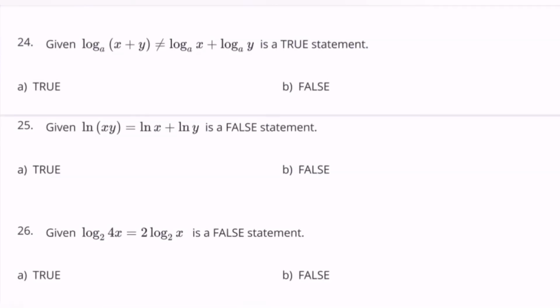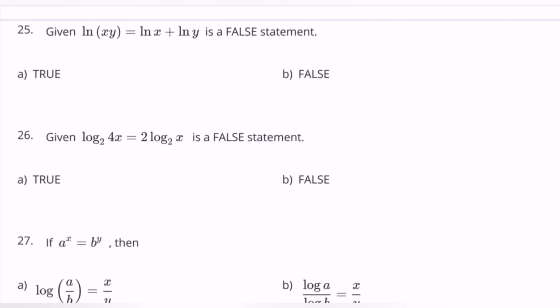Refer to question 24. Given the situation, log(x + y) is not equal to log x plus log y. So we can see that for the right hand side, log x plus log y, making use of the logarithmic addition identity, we will have log xy. So again, for question 24, the answer will be the true statement, which is A.